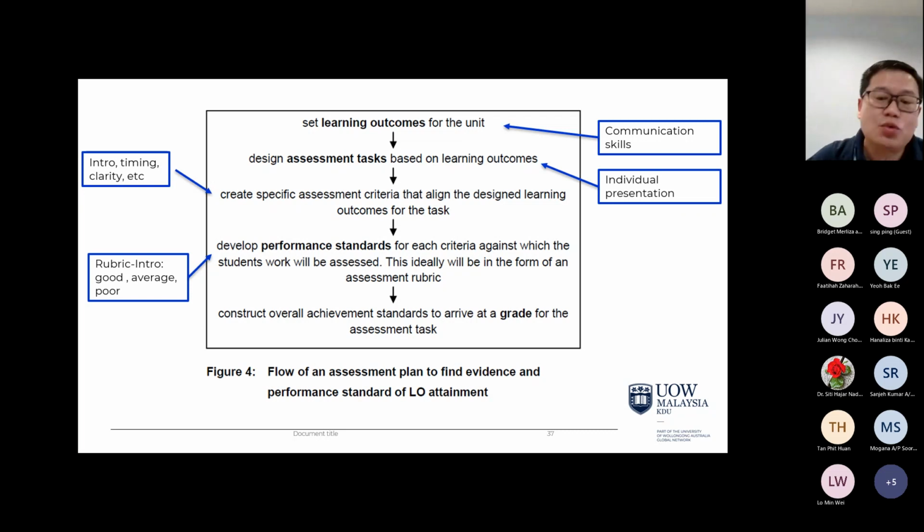Okay, so this is what it means when we allocate a mark or a grade to a particular student. It means on everything that is similar, this is where the student stands. Okay.